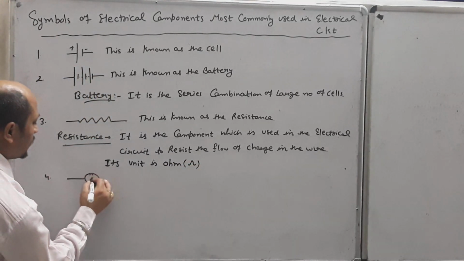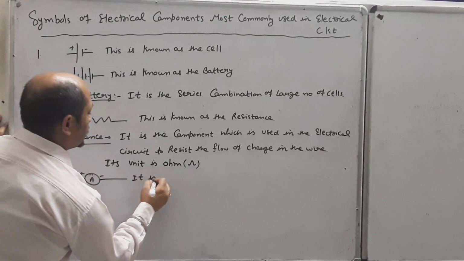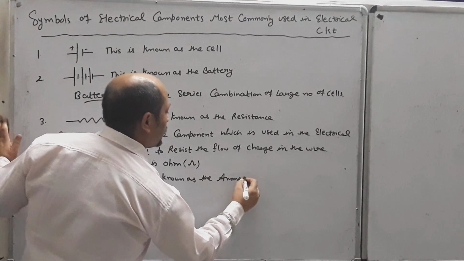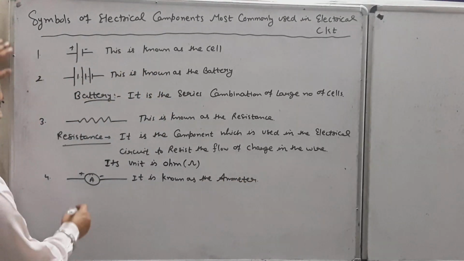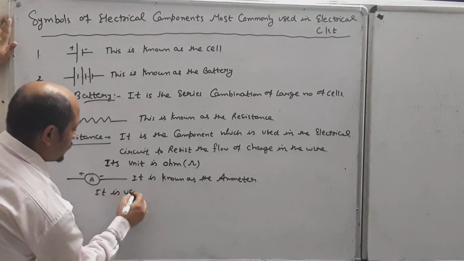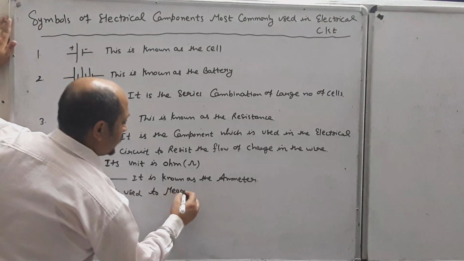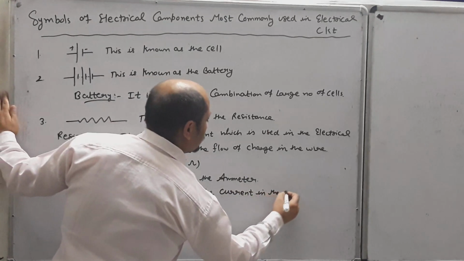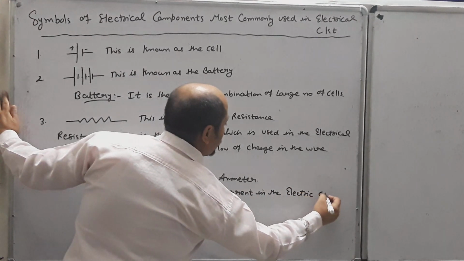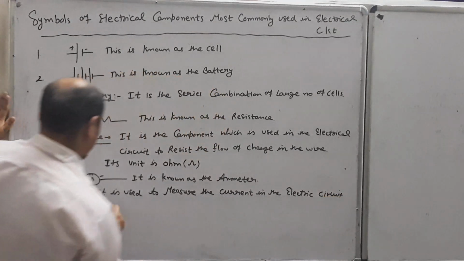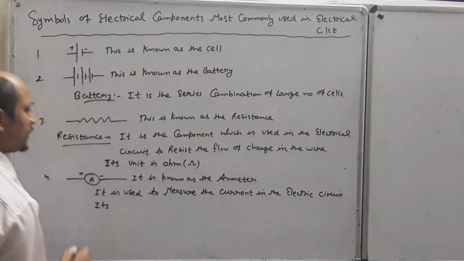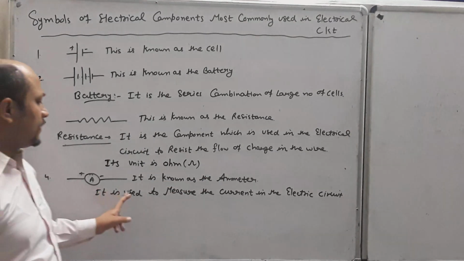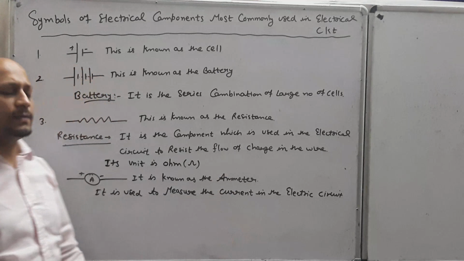Fourth point. Now what is this? It is known as the ammeter. Now, what is the function of ammeter? It is used to measure the current in the electrical circuit.